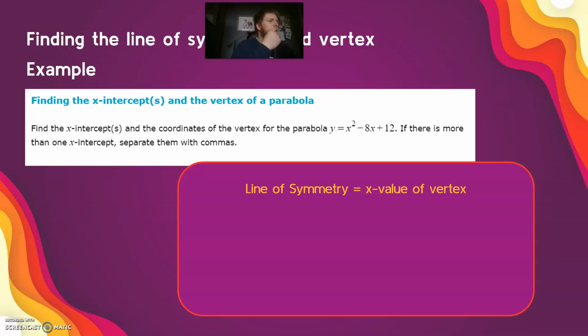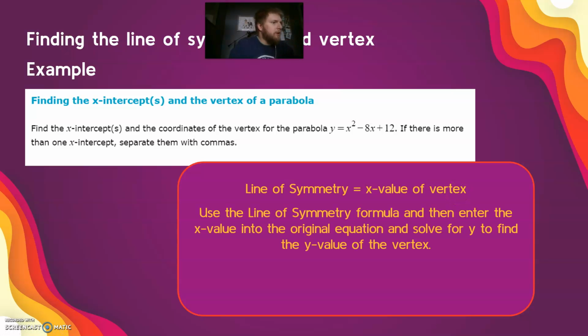And just a quick, I'm sorry, we're going to find our line of symmetry, and then we'll find our vertex. So the line of symmetry is the x value of the vertex. I'll show you graphically what that looks like in just a bit. We're going to use the line of symmetry formula and then enter the x value into the original equation and then solve for y to find the y value of the vertex. So we're looking for a pair of coordinates.